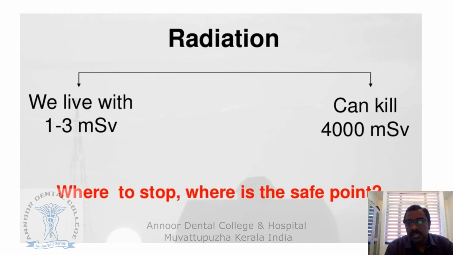So, what is the minimal dose and what is the maximum dose, and where should we stop? That is, where should the radiation be stopped to have an optimum point? So, we live around with 1 to 3 millisieverts, and then you have microsieverts, then you have radiation of around 4000 microsieverts that can kill a human being. So, this is the safe point, that is our primary concern.